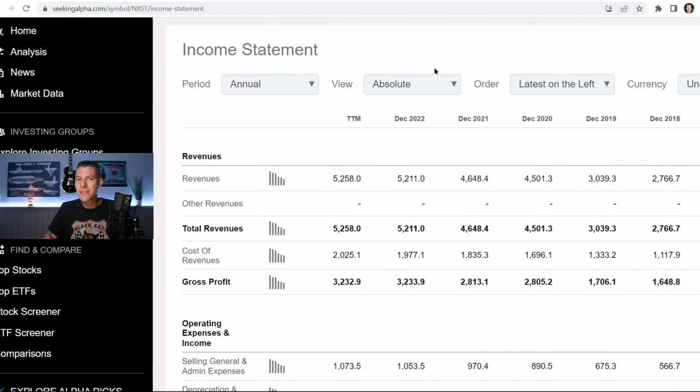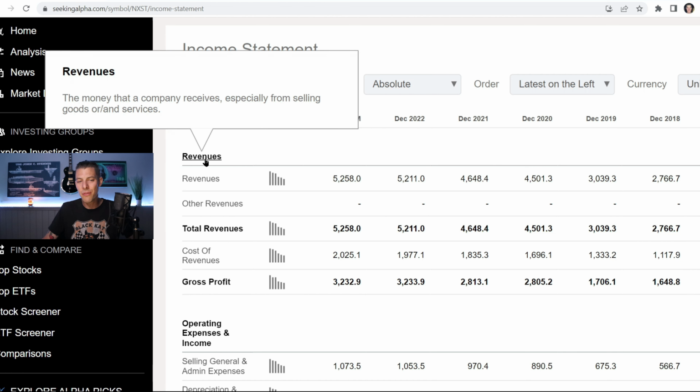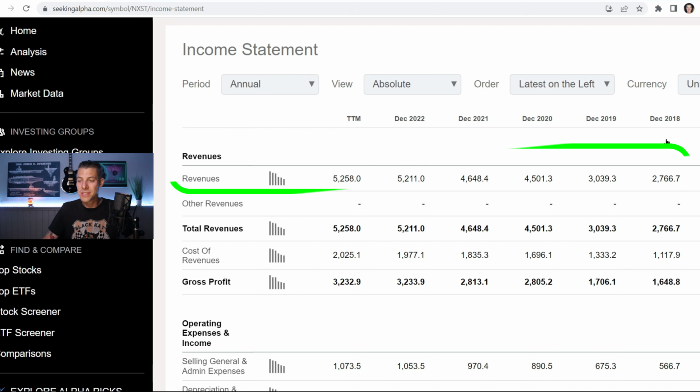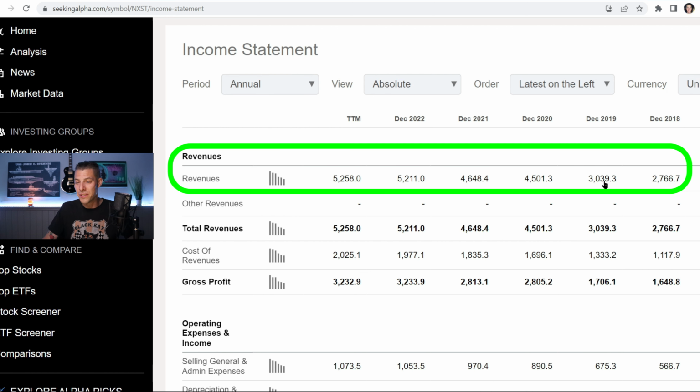Now, the cool thing about Seeking Alpha is if you ever get lost on most of these, you can just hover over and they will tell you, like right there, the money that a company receives, especially from selling goods or services, it's the total revenue that they're bringing in. And it should go without saying, we hope to see the total revenues going up. So as we move from right to left, I know you want to see these numbers rising, which here for Nexstar Media they are.